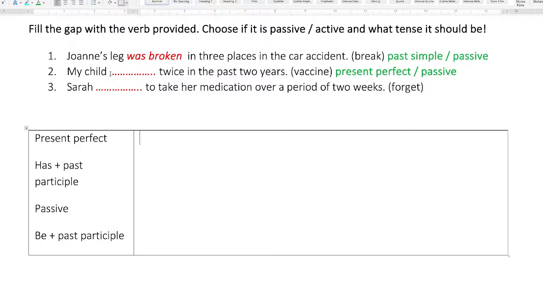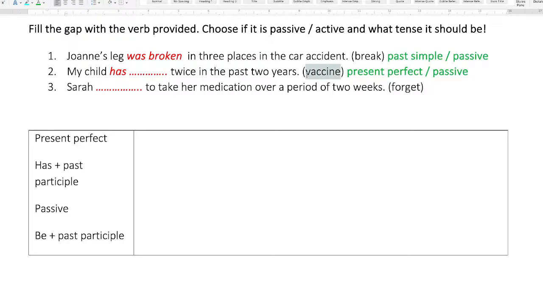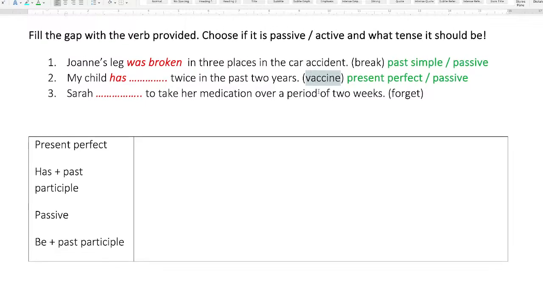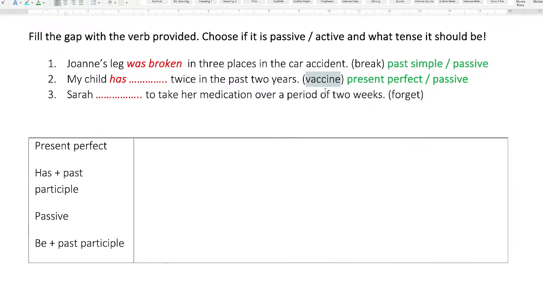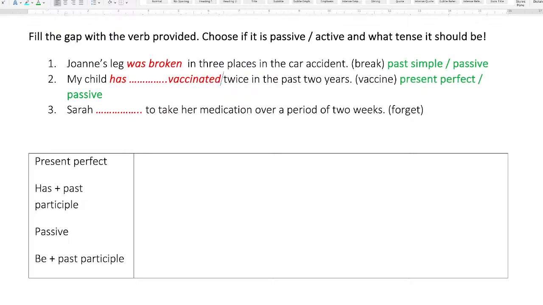So we're definitely, my child has, third person singular, we're definitely going to say has. Okay. Now, vaccine. We need to use a verb here. The verb is vaccinate. And vaccinate is a regular verb. So it's going to finish with vaccinated. Okay. My child has something vaccinated.